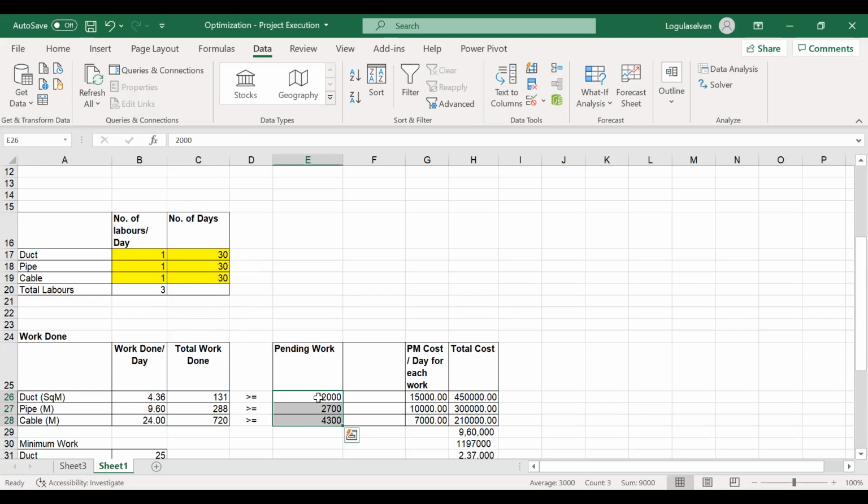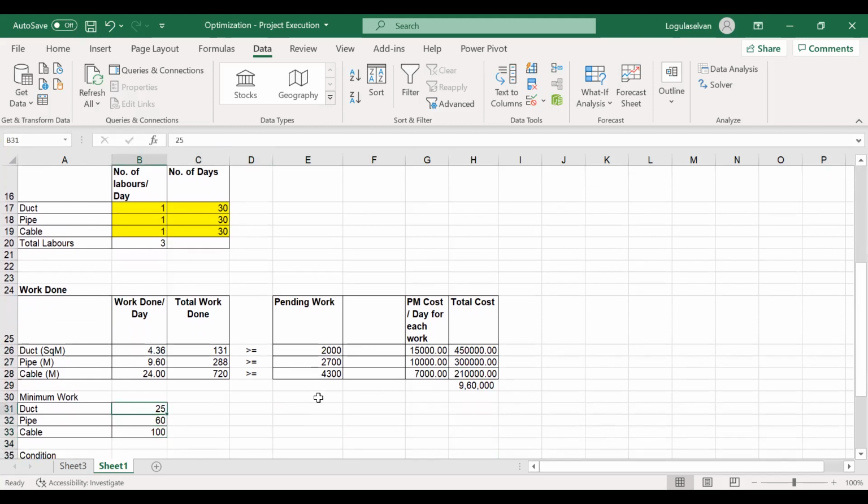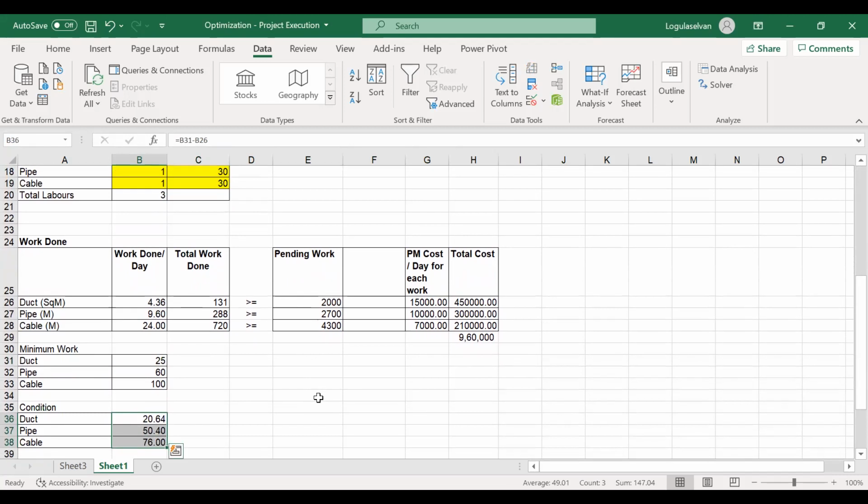So the pending work I have taken here, and then the project management cost. So per day it is mentioned here, what will be the cost. I have calculated per day cost with the number of days, which will be the total cost. So the sum of this will be around 9,06,000 as shown here, but the labors and all will vary after we complete the solution. Now the minimum work 25, 60, 100. Last time also the same condition was there. So to calculate that, we have to maintain a condition. This condition should come less than or equal to 0.